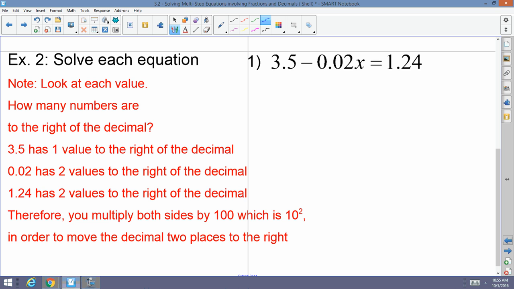How many numbers are to the right of each decimal? How many numbers are to the right here on 3.5? 1. How many decimals here? How many decimal values here? Okay, what is the largest number of decimals here?